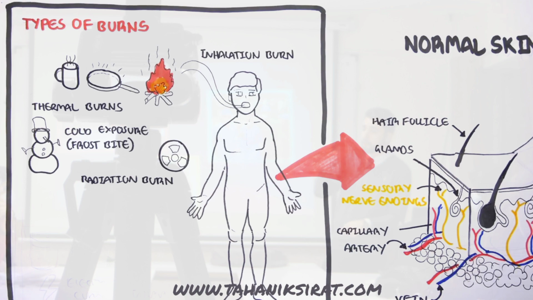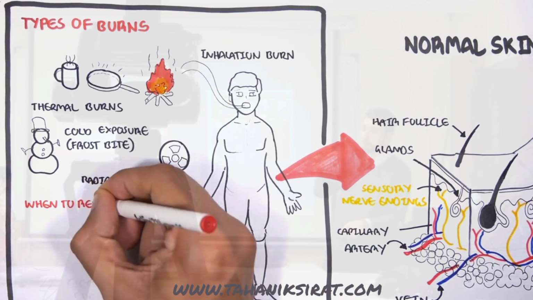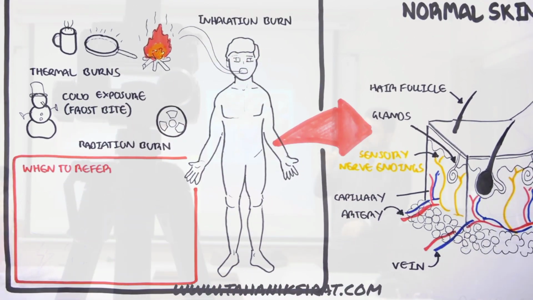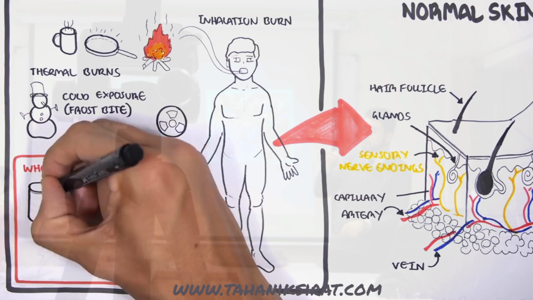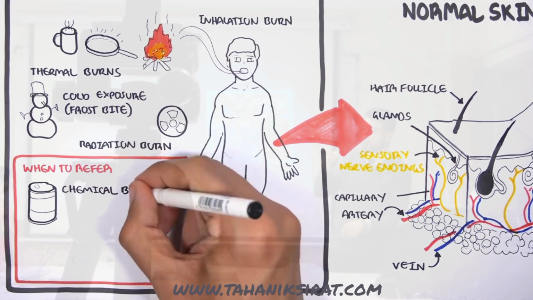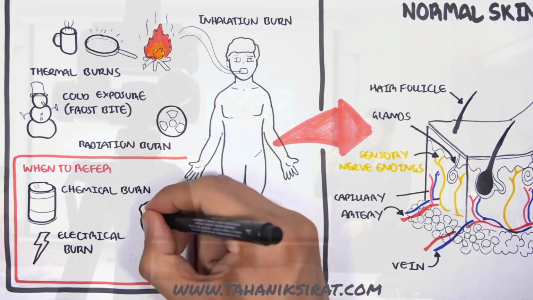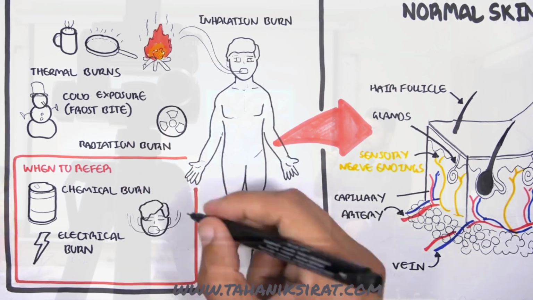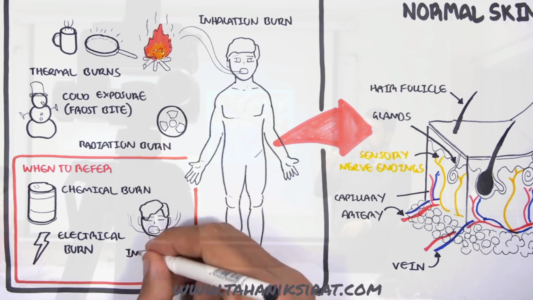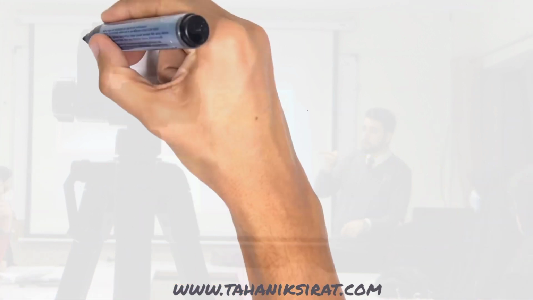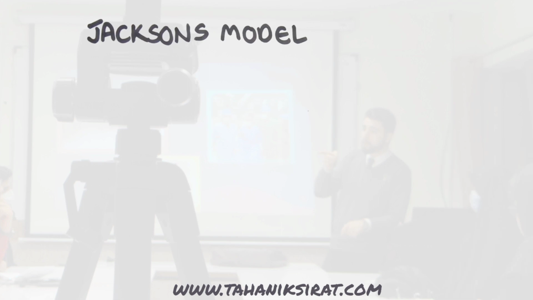However, there are some burns which require transfer and referral to a special burns unit because of the complications that may come with them. Now, these types of dangerous burns, you can say, include chemical burns, electrical burns, and inhalation burns, which are already introduced. Inhalation burns, for example, can compromise the airways and cause significant lung injury. So let's learn a bit more about the pathophysiology and the mechanism of disease.